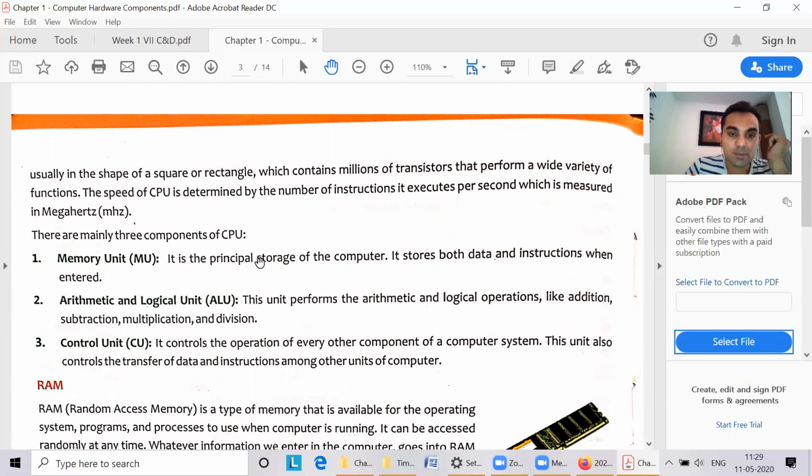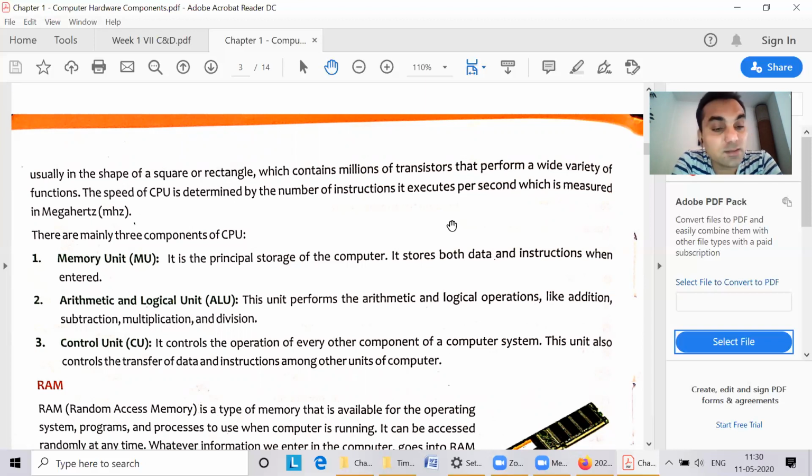Memory unit. It is the principal storage of the computer. It stores both data and instructions when entered. So what is a memory unit? It is the principal storage of the computer, means it is the main part of the computer which stores the data and instructions when entered. So it stores both things, the data and the instructions. Next, arithmetic logic unit, ALU. This unit performs arithmetic and logical operations like addition, subtraction, multiplication, and division. So what we do in maths, similarly the computer does this in the ALU.